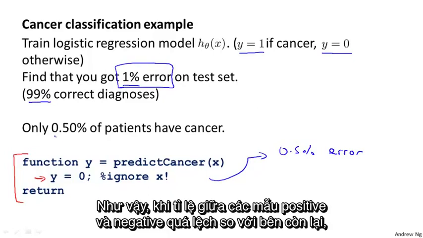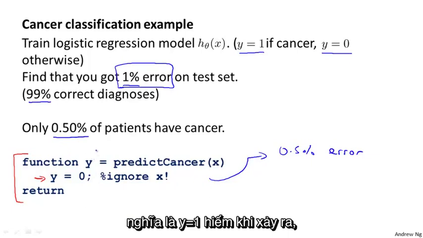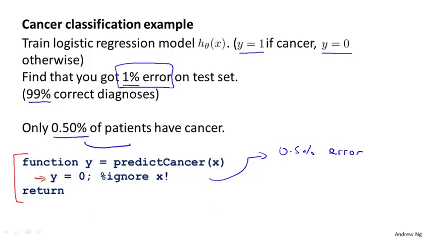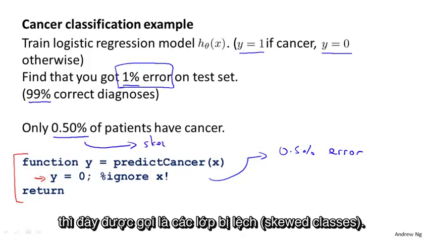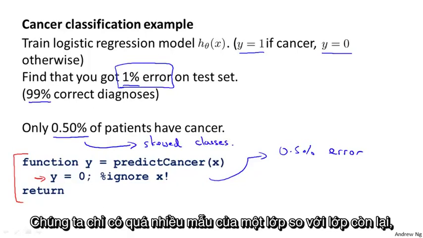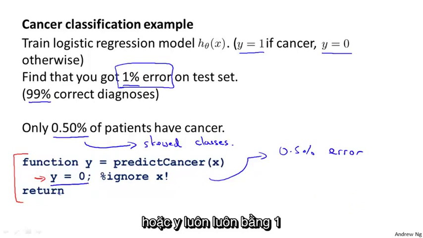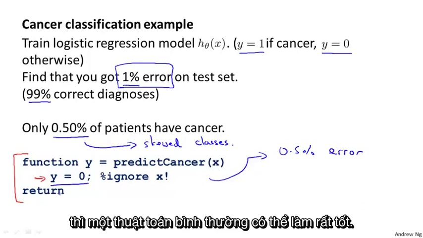So the setting of when the ratio of positive to negative examples is very close to one of the two extremes, where in this case the number of positive examples is much smaller than the number of negative examples because y equals 1 so rarely, is what we call the case of skewed classes. We just have a lot more examples from one class than from the other class. And by just predicting y equals 0 all the time, or maybe by predicting y equals 1 all the time, an algorithm can do pretty well.